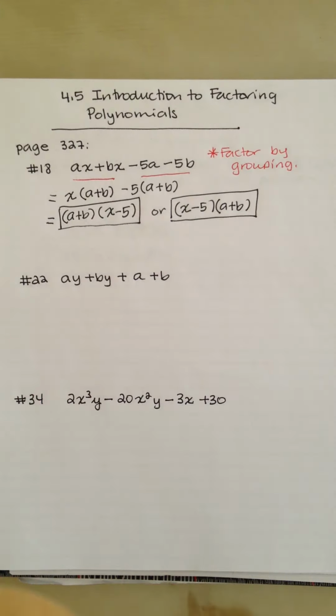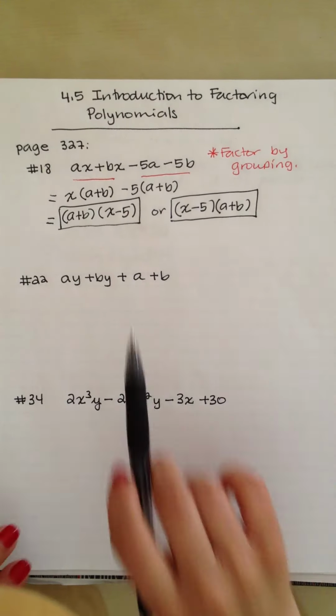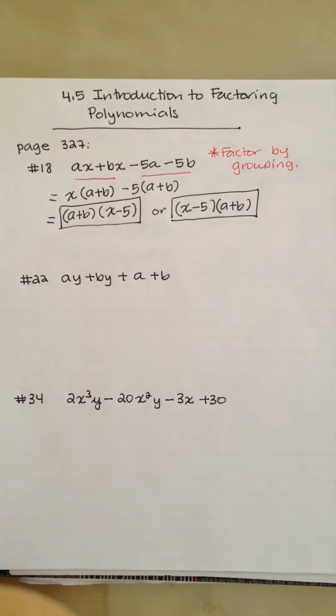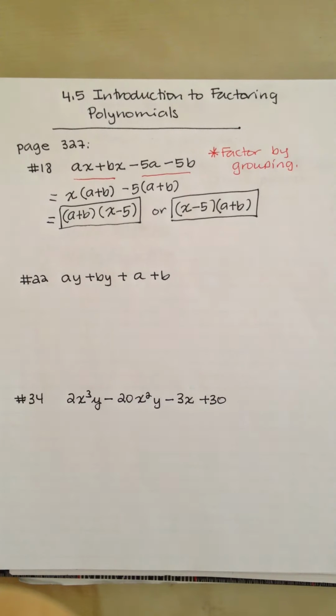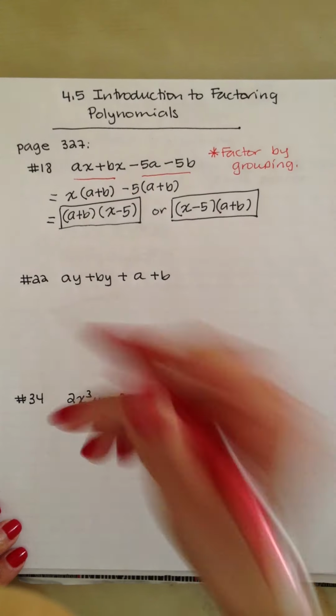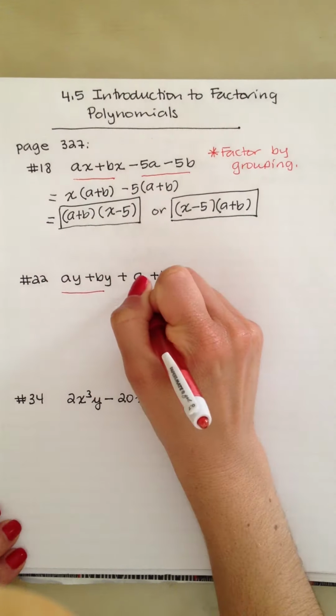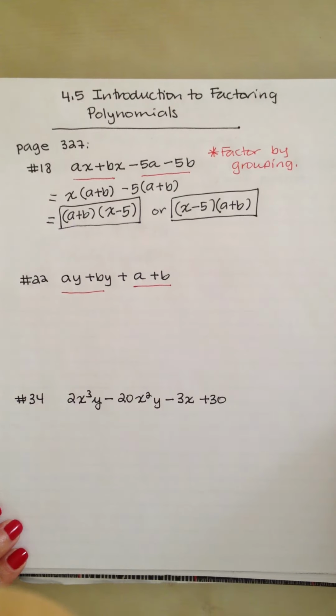Let's move on to 22. So again, we have 4 terms. We're going to use factor by grouping. And for the most part, the terms will be in the correct order. But if the terms are in the wrong order, you might have to rewrite the problem. But for the most part, they'll be in the correct order. And we're just going to group the first 2 and the last 2.